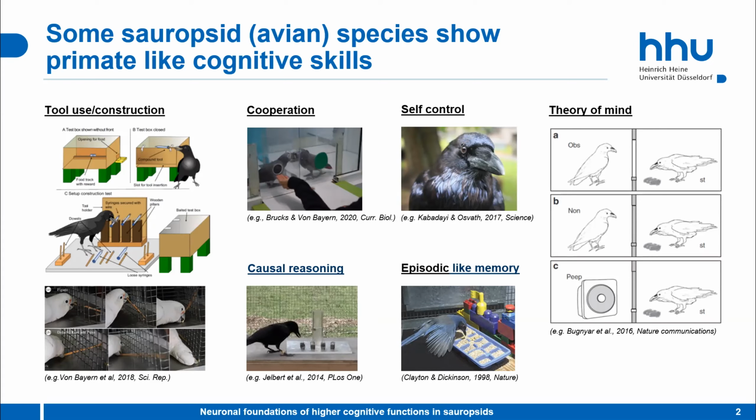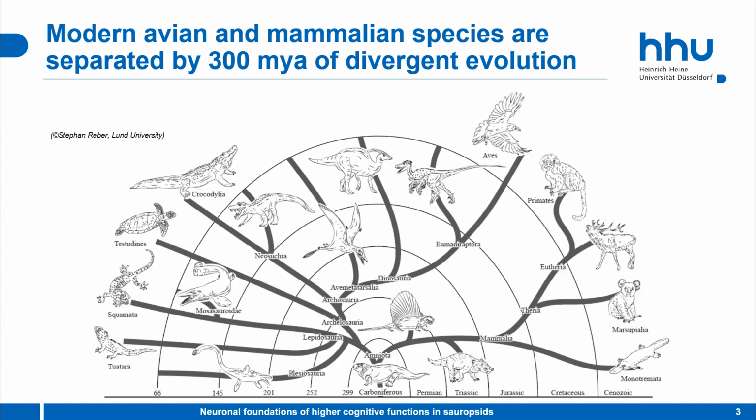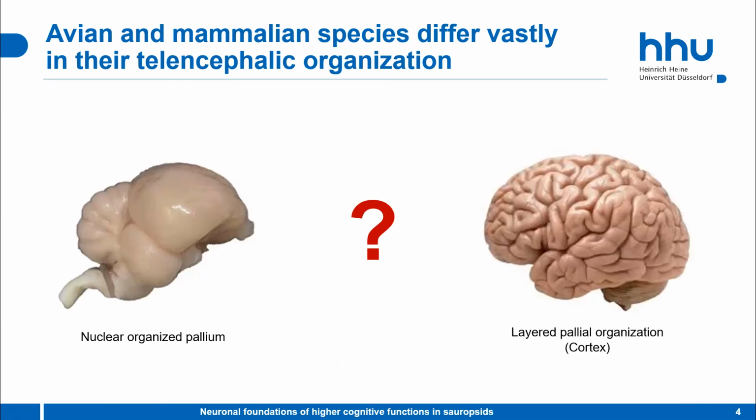These cognitive abilities are very interesting from an evolutionary point of view, because mammals and sauropsids, here shown in this very nice graphic by Stefan Reber, are separated by approximately 300 million years of divergent evolution. That makes it very likely that these cognitive abilities evolved convergently. That on its own is already pretty interesting, but it gets even more interesting if you look at the brain layout and structure of these two species groups. I do not want to go into detail here because I think many people know that, and we will likely hear more about it. But the brains of mammals and sauropsids or avians are very, very differently organized.